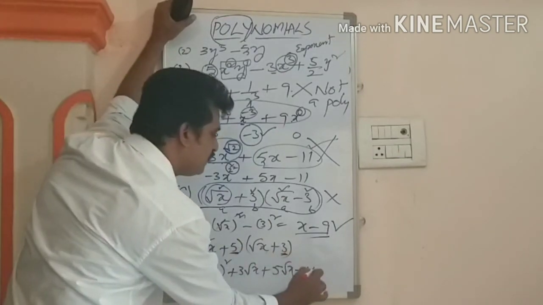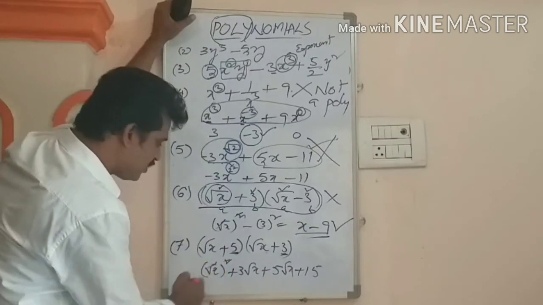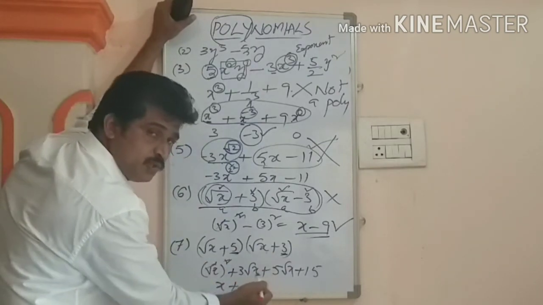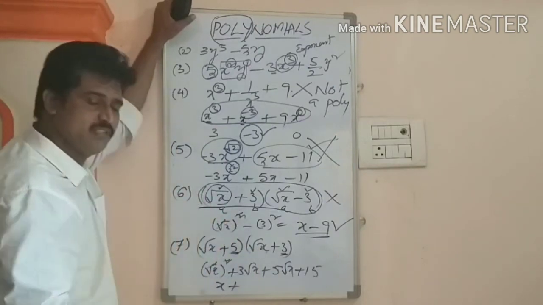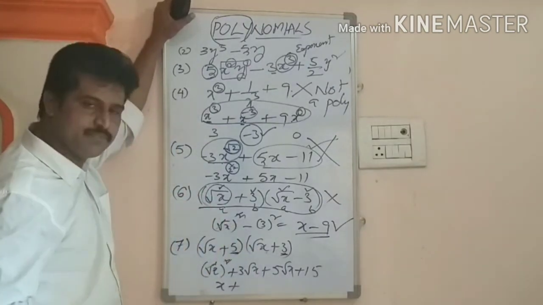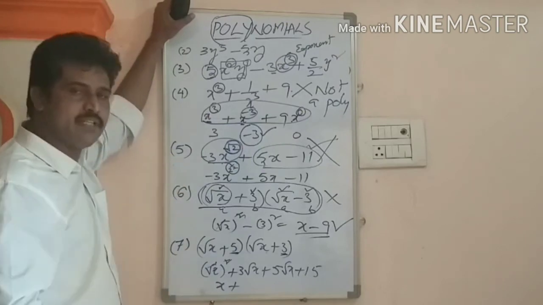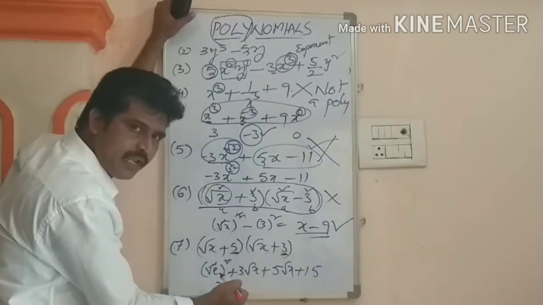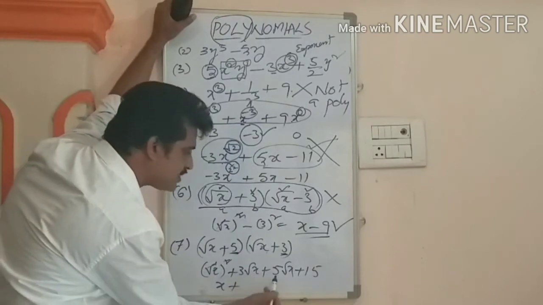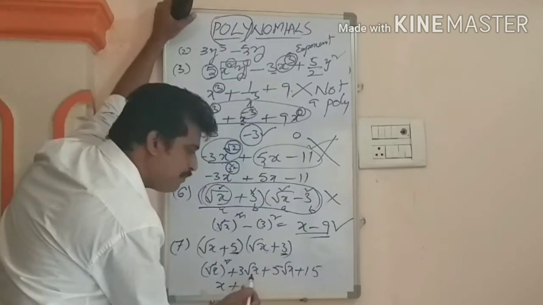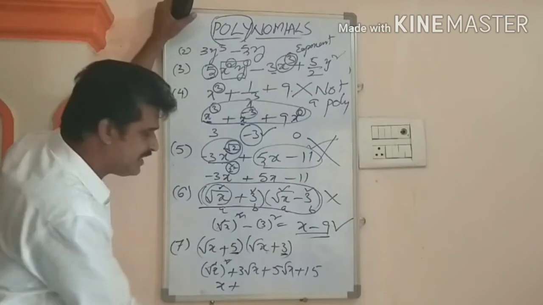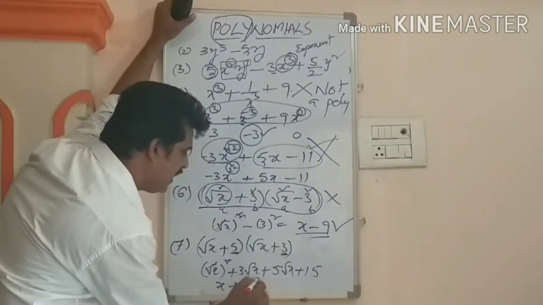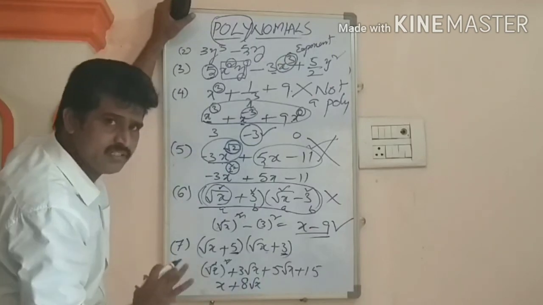5 3s are 15. Now square and root cancel. It is x. This is 3 root x, this is 5 root x. Both are similar terms or like terms. We have learned in 7th that like terms can be added or subtracted. So this is 3 root x, this is 5 root x. Simply we can say 3 apples and 5 apples. Both are plus. 3 plus 5, 8 apples, so 8 root x.